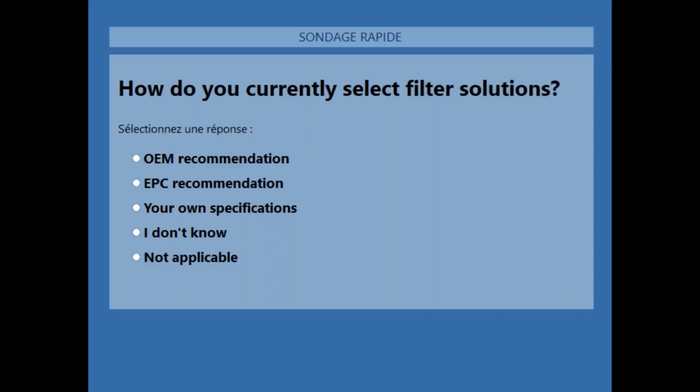Do you currently use an OEM recommendation, where OEM stands for original equipment manufacturer, so the gas turbine supplier itself? Or are you driven by an EPC recommendation, so engineering, procurement, construction company recommendation? Or are you a utility company, an oil and gas company that has written their own specifications, basically on standardized environmental assessments? Or don't you really know? Or do you think it's not applicable for you itself?